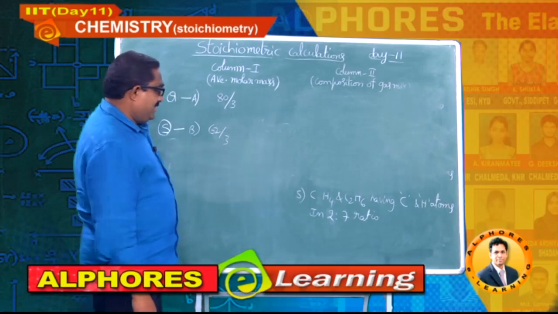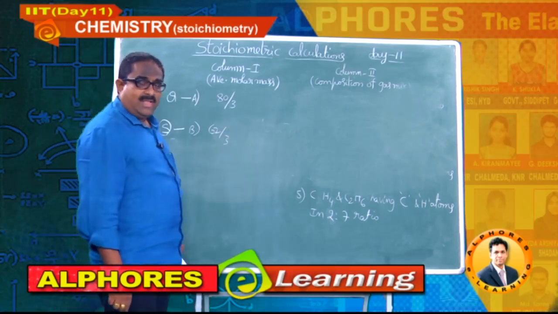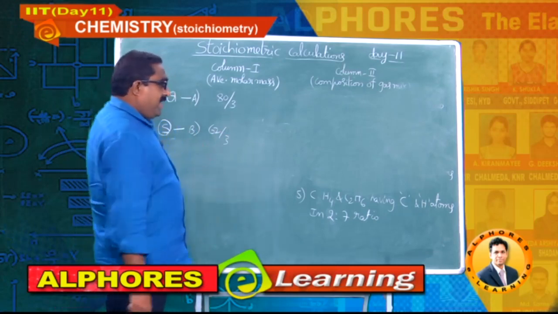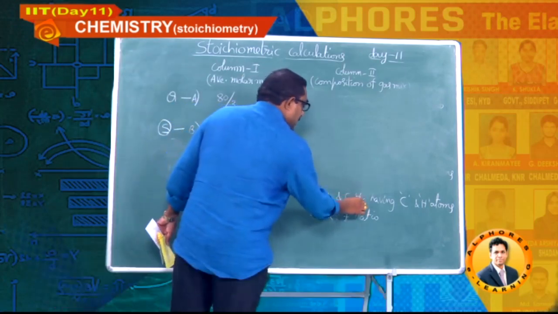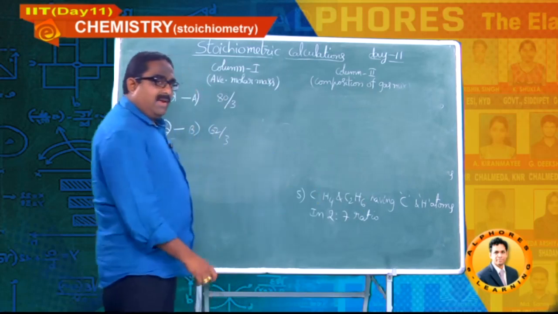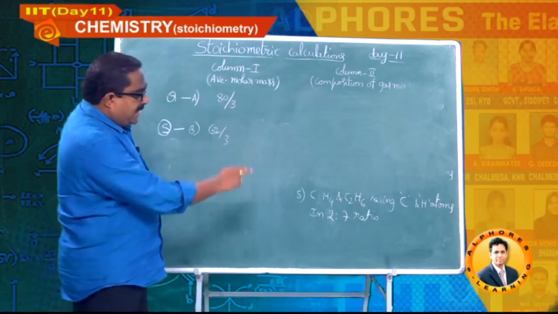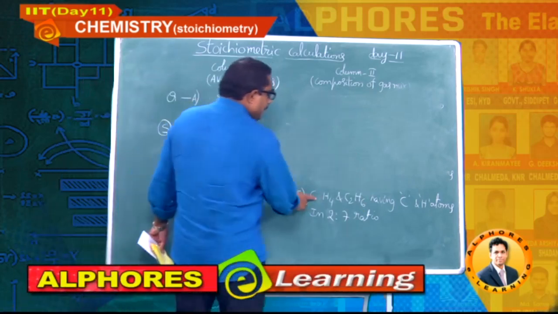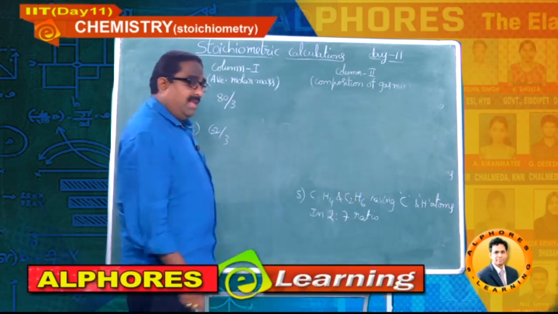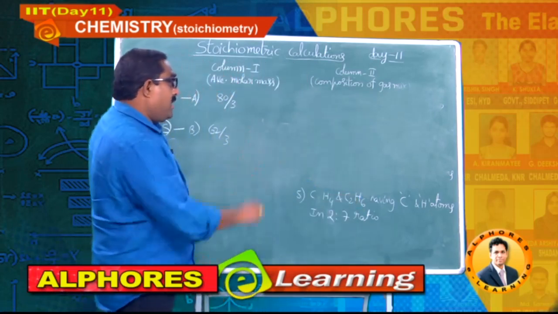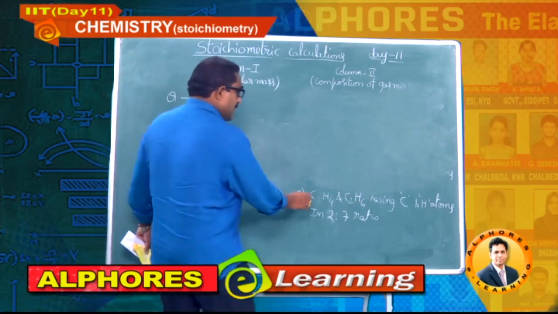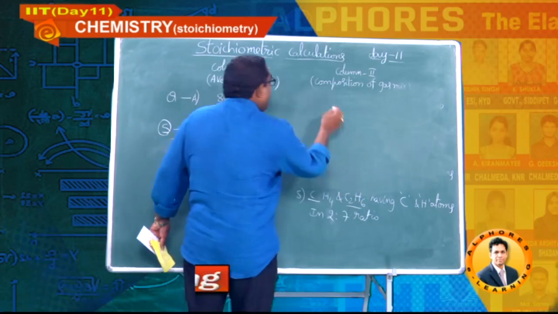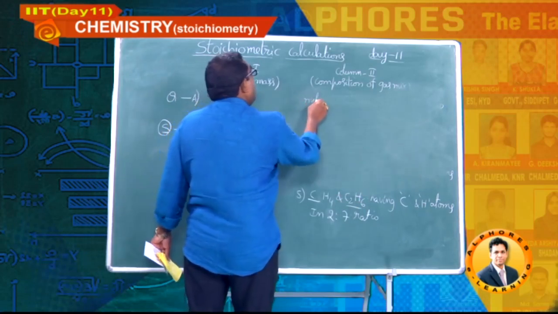Okay students, let me check whether B is going to match with S or not. According to the data given, the gas mixture contains CH4 methane and C2H6 ethane, having carbon and hydrogen atoms in the ratio of 2:7. Okay. Now I am going to calculate mole ratio.